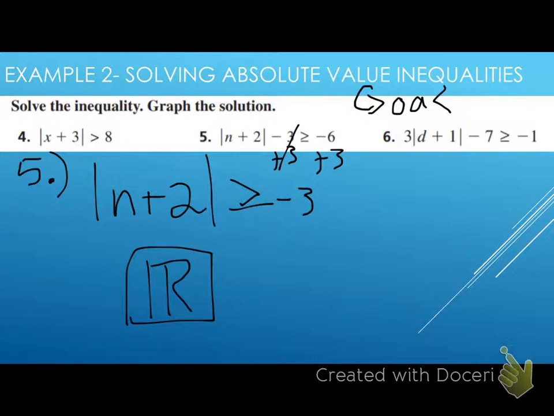Yes, always. Any number I plug in is going to give me a positive or 0. 0 and a positive will always be greater than or equal to negative 3. It won't be equal to, but it'll be greater than, so it still makes the inequality true. Does that make sense for number 5? Yes. Good. Can I erase and move to 6?